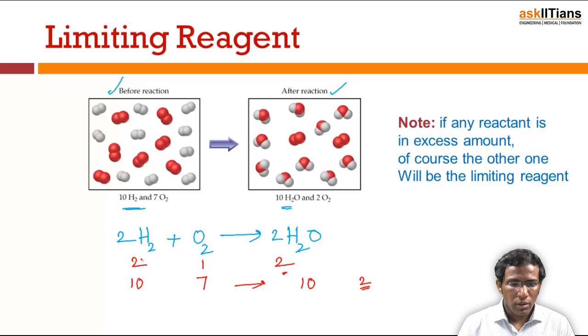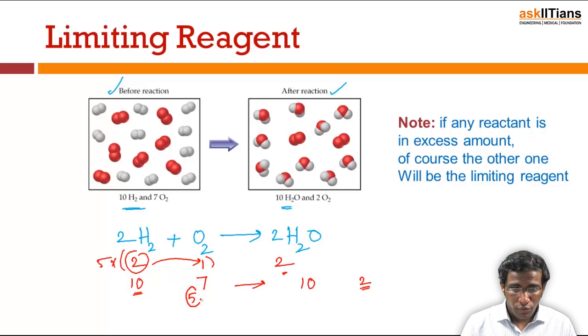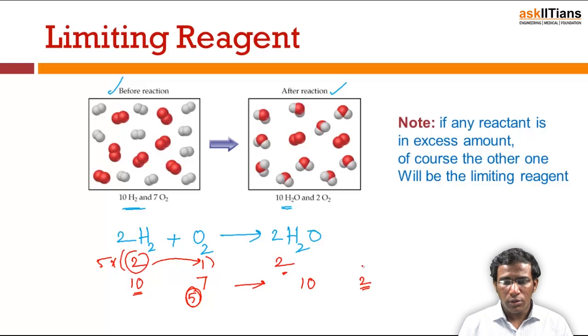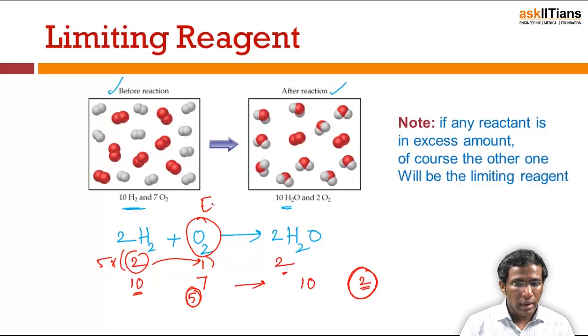Here 2 molecules require 1 molecule for the reaction. So here I am taking 10 molecules, so simply multiply this with 5. The 10 molecules will actually require only 5 molecules. 5 molecules are the required amount, but here I am taking 7 molecules. That means 2 molecules are going to be extra. So these are the 2 extra molecules. So oxygen is going to be my excess reagent, and other than oxygen we have hydrogen, so hydrogen is going to be my limiting reagent.